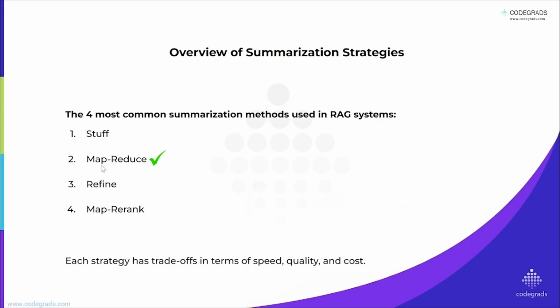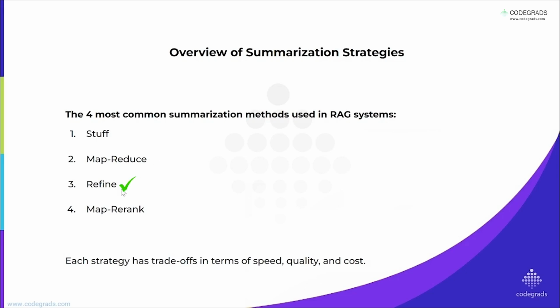Now in case of map reduce, we summarize chunks. If I have retrieved a long document and I have created 5 chunks of that long document, then after creating 5 chunks, I will summarize each chunk separately. And after summarizing each chunk, I will pass the output of each chunk again to the LLM for the final summary. This is the strategy we use when we want scalability.